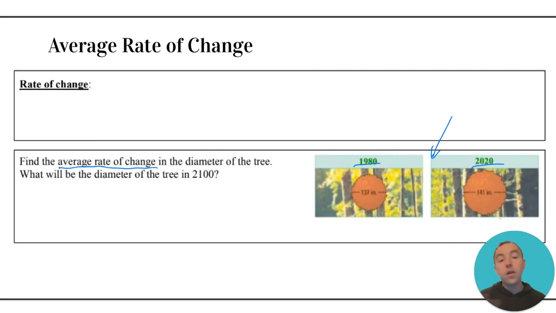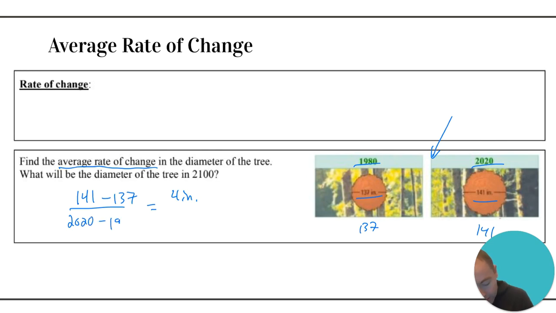We don't know necessarily that the rate of change in 1985 was the same as in 1992 or whatever, right? It was always changing. And so you can see that the diameter in 1980 was 137 inches and the diameter is 141. So we probably just want to specify in inches per year, right? What the rate of change would be. So it'd probably be appropriate to take 141 and 137 and subtract them and figure out that there was a 4-inch change between all those years. And then also subtract the years of 2020 and 1980 and then get that it changed 4 inches in 40 years' time.